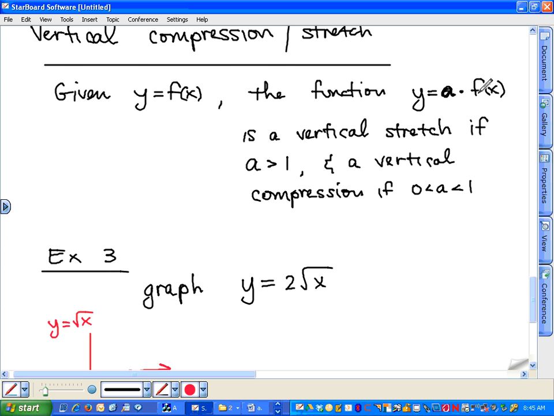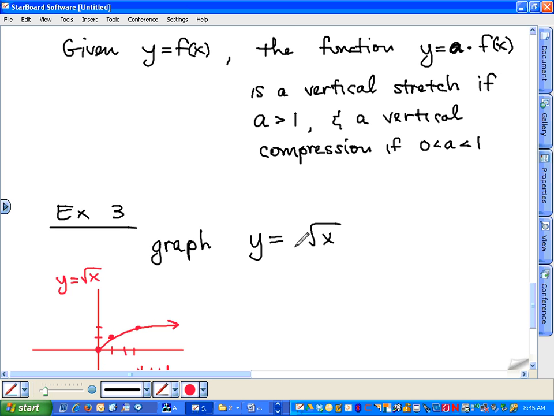So that's this kind of a transformation, yes? A times f of x. Had I done this, you guys, what kind of transformation would that be? If it was 2 plus the square root of x, what would you do? It's not a stretch or compression. Now it's just a vertical shift up 2 units. But what I had here is 2 times the square root of x. So that represents a vertical, well, is it a vertical stretch or a vertical compression? Stretch. A is greater than 1. So it's a vertical stretch.